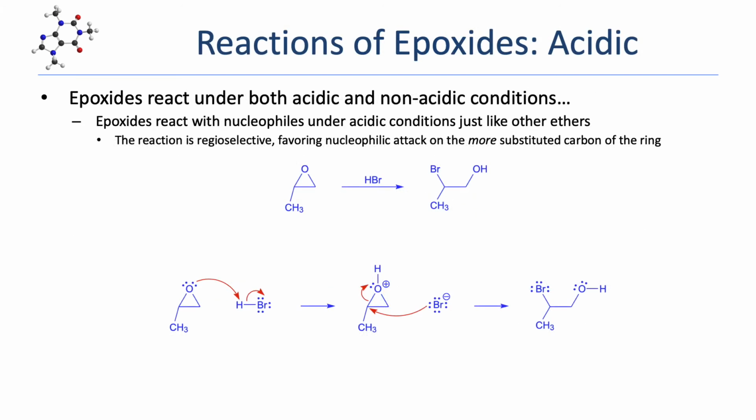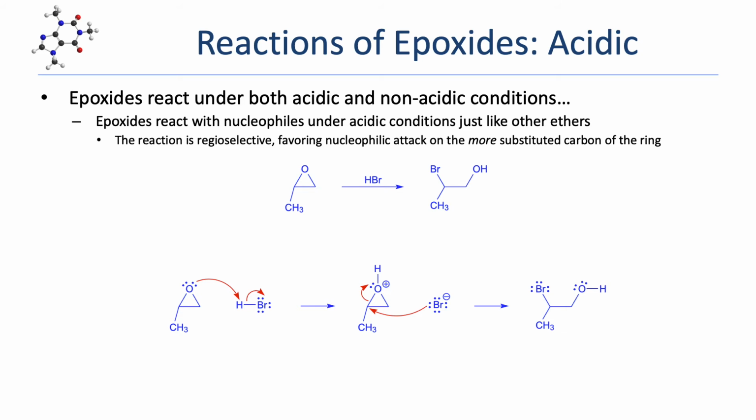Remember that epoxides are ethers, just particularly reactive ethers. And that means that epoxides will react with nucleophiles under acidic conditions just like any other ether. In this example, we see the ring opening reaction of a substituted epoxide with HBr. We can see that the reaction proceeds to give a vicinal halohydrin, placing the halogen on the more highly substituted carbon of the ring. This regioselectivity can of course be explained if we look at the reaction mechanism.